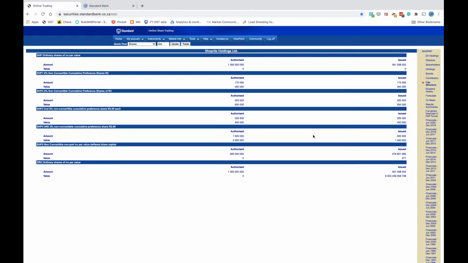Capital structure. So in the case of Shoprite, they have authorized 1.3 billion shares of no par value. And that is the Shoprite ordinary shares of no par value. They've authorized 1.3 billion, but they've issued 591 million, leaving them with approximately 709 million extra shares that they could issue out. So, Fred, to your point, it is a case of, they could go and issue those shares. It certainly brings some risk.